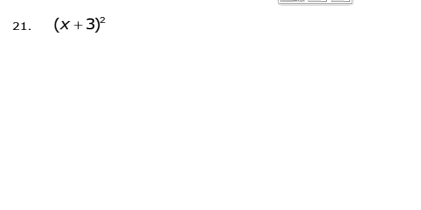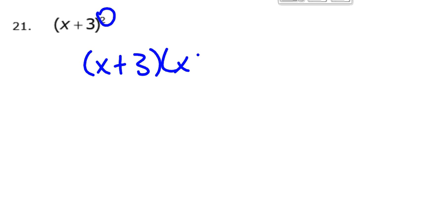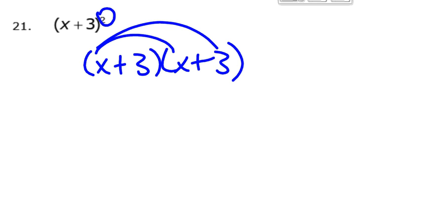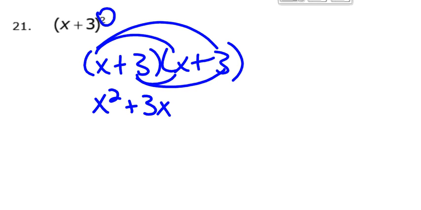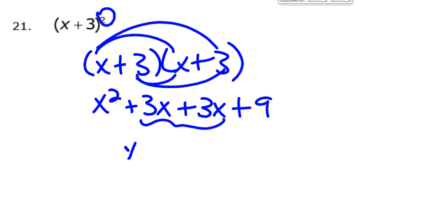Okay, so if you remember, this 2 on the outside means I've got to write this thing 2 times. All right, so let's do it. x times x is x squared. x times 3 gives me 3x. Moving to this guy, 3 times x gives me another 3x. And 3 times 3 gives me 9. Combining the like terms in the middle, I get x squared plus 6x plus 9.